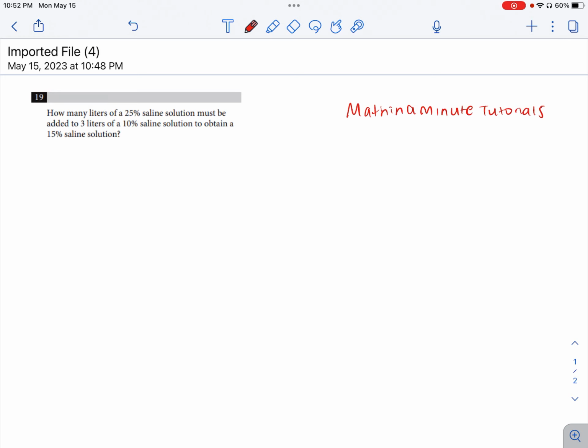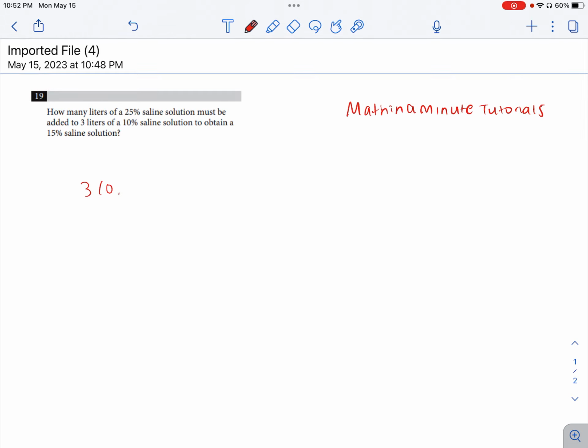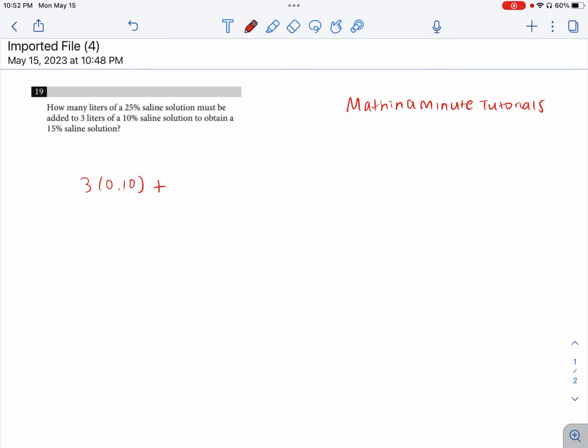So we know that there are 3 liters of a 0.10 concentration, or 10% concentration, saline solution. So we can do 3 times 0.10. And we want to know how many liters of a 25% saline solution must be added on. Since you notice the words added on, that means you have to use a plus sign. X can represent the amount of liters we're trying to solve for, and 0.25 represents the 25% concentration, and this has to equal 0.15, which is basically the target concentration.